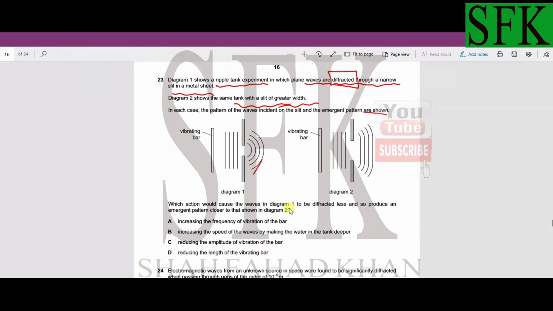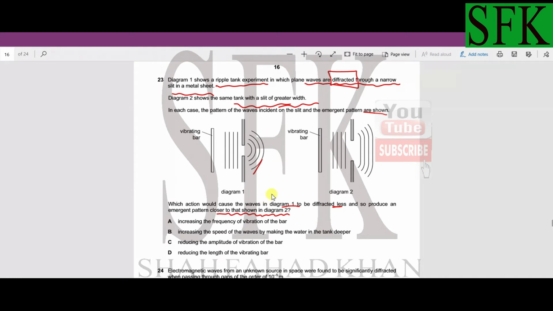Now the wave pattern of the wave incident on the slit and the emergent pattern are shown over here. Which action would cause the waves in diagram 1 to be diffracted less and so produce an emergent pattern closer to that in diagram 2? How can we decrease the degree of diffraction in diagram 1? Remember one thing: the smaller the slit size, the greater the diffraction, and the slit size must be comparable to the wavelength of the wave. So if you reduce it even more, the degree of diffraction will increase. Now let's look at the answer options one by one.